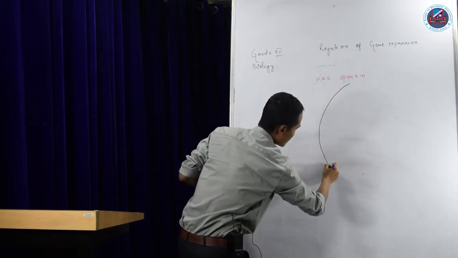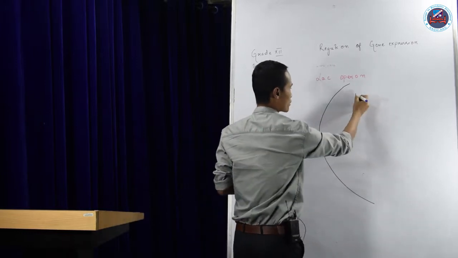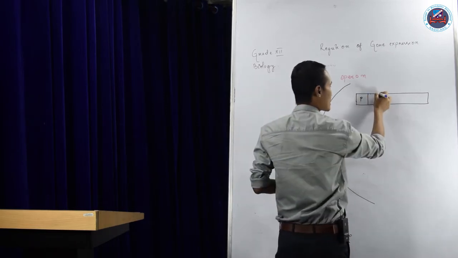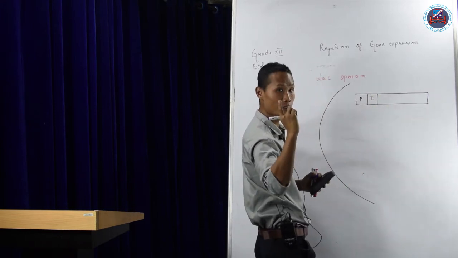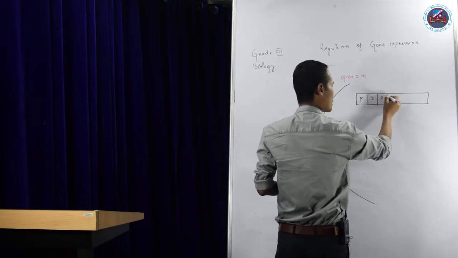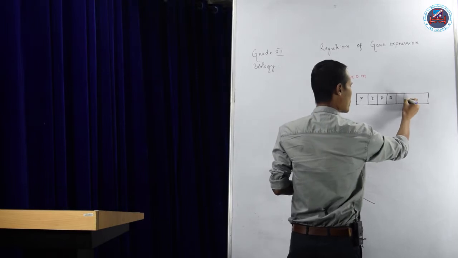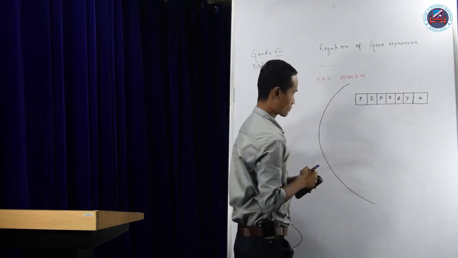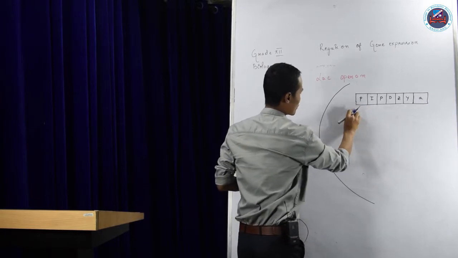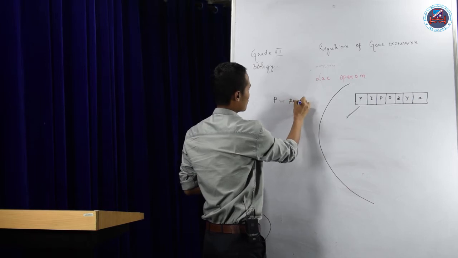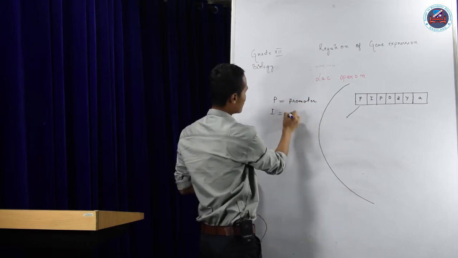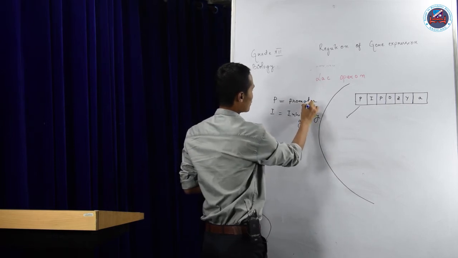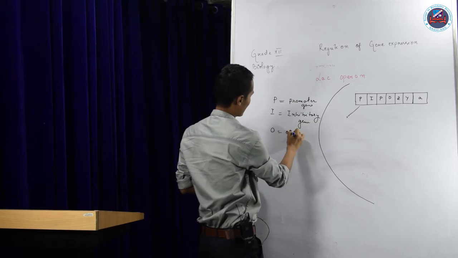I'll just make a nucleus, just think that, and there is a Lac operon, okay? It has a promoter, I'm writing as P. It has I, which is said to be the inhibitory gene, okay? And there will be one more promoter, then there will be the operator gene, and then there will be the structural genes Z, Y, and A. Now, this is said to be the promoter. I'm writing P is equal to promoter, I as inhibitory gene, then O as operator gene.